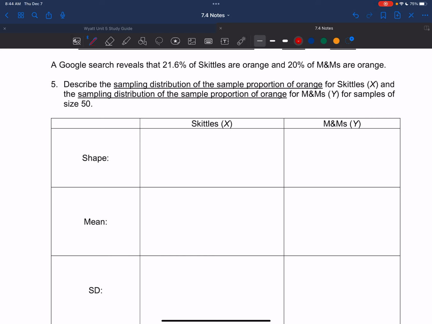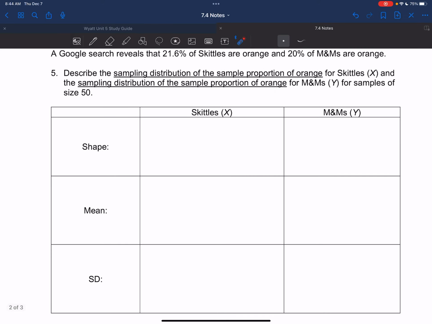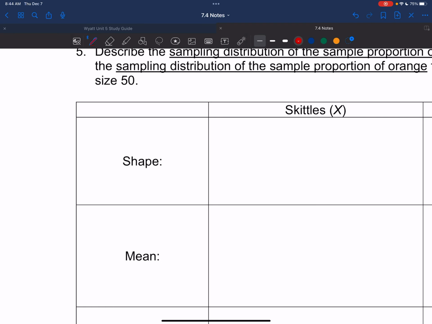So remember how we have conditions that we have to check, right? One of them is large counts. And then obviously we also want to look at the mean and standard deviation. Yesterday when we were looking at Reese's Pieces, the orange candies in Reese's Pieces, we calculated these things. But because we're looking at both Skittles and M&Ms, we're going to need to be able to check these things for both of them, okay? So remember, if you're doing shape, this is large counts.